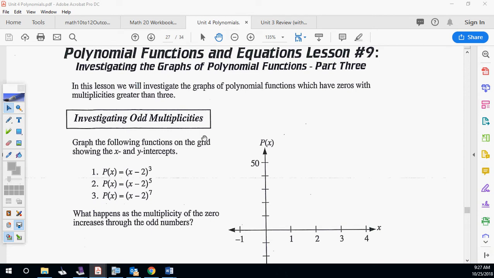Okay, so in this lesson, we're going to investigate the graphs of polynomial functions which have zeros with multiplicities greater than 3. We talked about up to 3 yesterday. Remember, 3 is where that point of inflection happened, that weird thing where it shifts from concave up to concave down. So it kind of twists. So we're going to look and see what happens for these ones. So x minus 2 cubed versus x minus 2 to the 5th versus x minus 2 to the 7th.